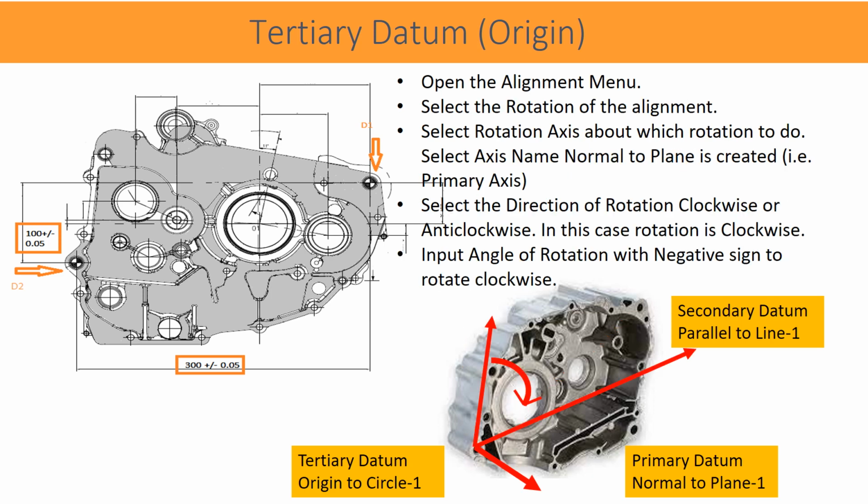Open the alignment menu. Select the rotation of the alignment. Select rotation axis about which rotation to do. Select axis name normal to plane is created, i.e. primary axis. Select the direction of rotation clockwise or anticlockwise. In this case rotation is clockwise. Input angle of rotation with negative sign to rotate clockwise.